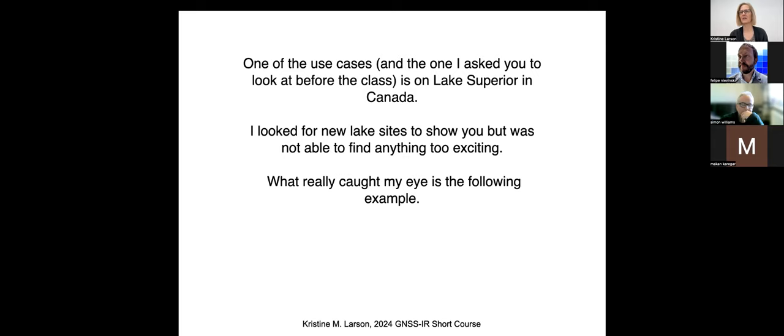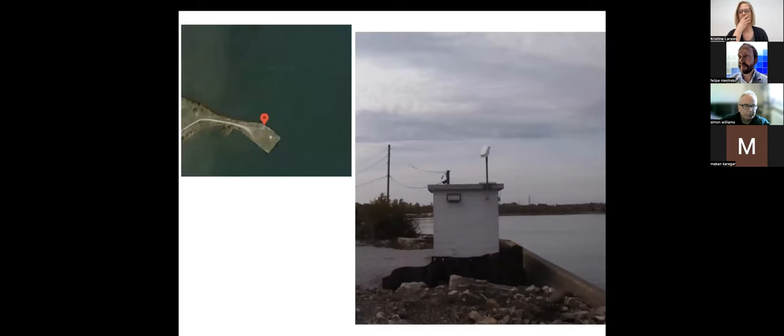And one of the cases I gave you in the email assignment was from Lake Superior. And I didn't really find any. What I did find just caught my eye, but I want to show it to you as a kind of cautionary tale, which is an expression meaning beware, but maybe be afraid. This is a site that I got the data from the NGS, which is the National Geodetic Survey in the United States. They don't run the site, but they archive the data, so that's great.